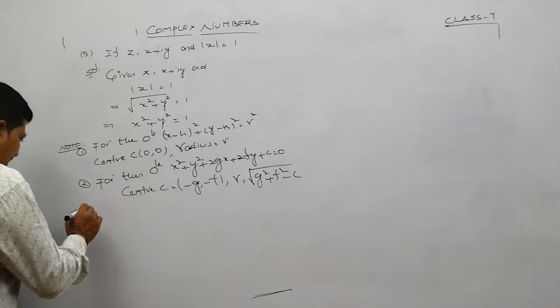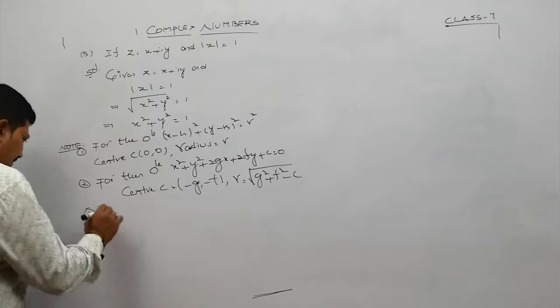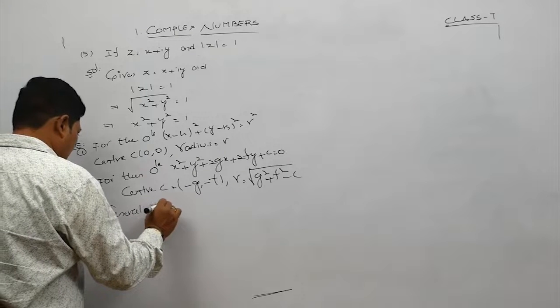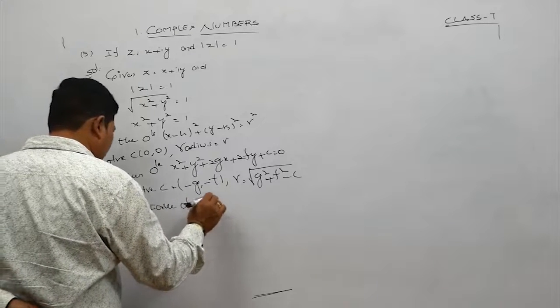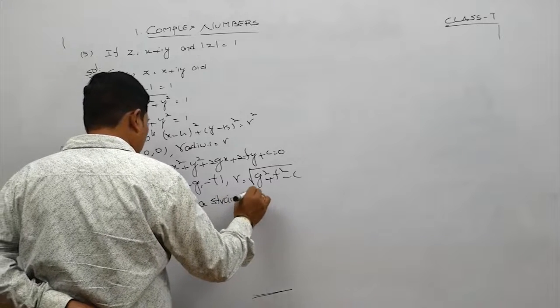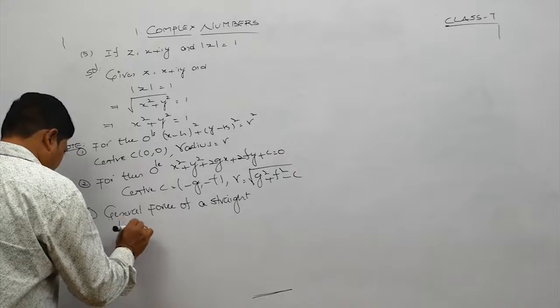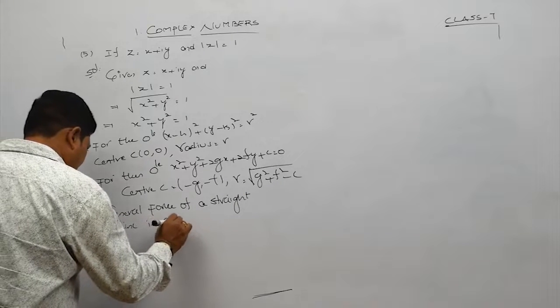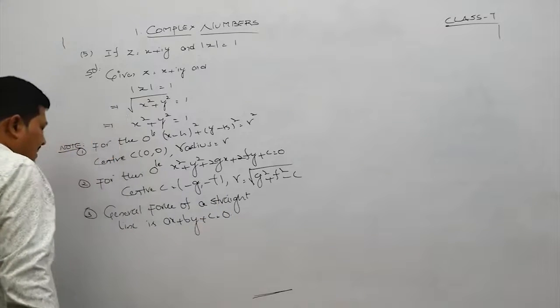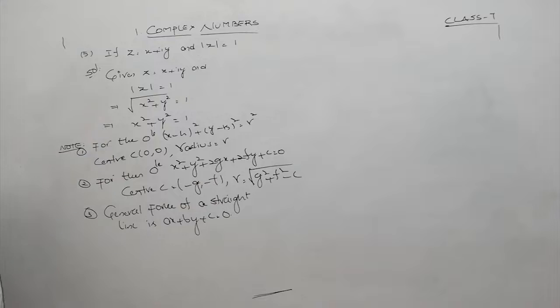And most importantly, note the general form of a straight line. The general form of a straight line is ax plus by plus c is equal to 0, and according to the different values of a, b, c, that equation represents a straight line every time, and hence this is called the general form of the straight line.